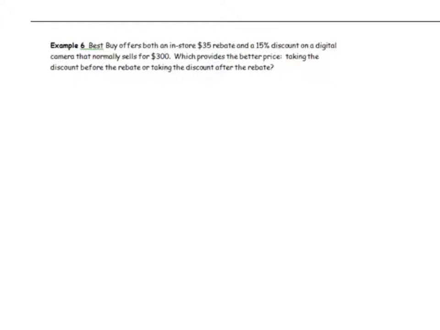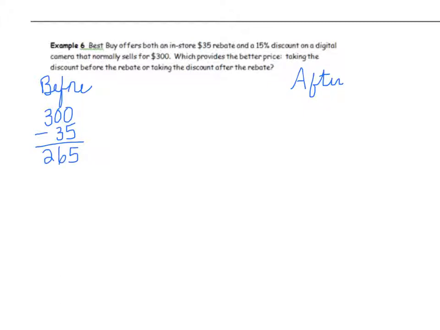So if we work this out by hand, we have two possibilities. We have before and we have after, right? So if I take the rebate before the 15% discount, then I'm going to subtract this off, and I'm going to have $265. I'm going to multiply that times 0.85, not 15%. 15% is what you take off. So if you take off 15%, then how much does the item cost? Well, 85%, and that's 0.85.